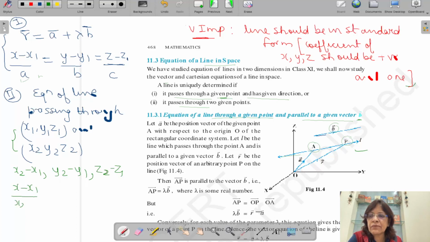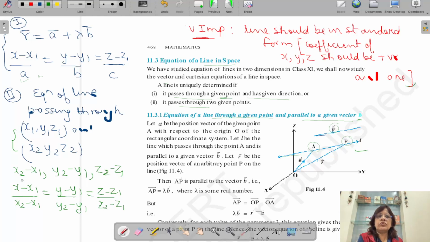यहाँ पे what will come? x minus x1 upon x2 minus x1, y minus y1 upon y2 minus y1, z minus z1 upon z2 minus z1. आपको ये दो फॉर्मूले याद रखना. These are the two formulae of the straight line. So we first thing this formula.